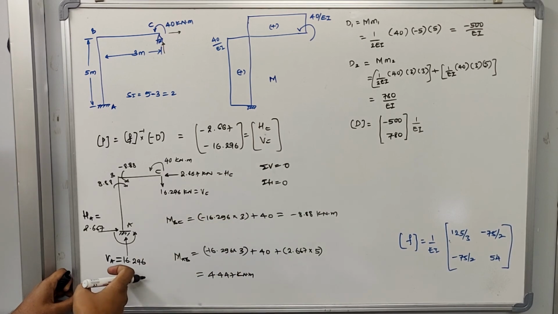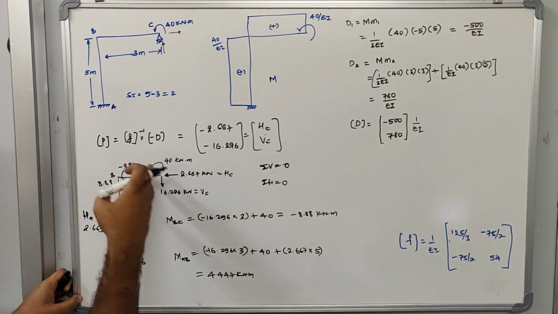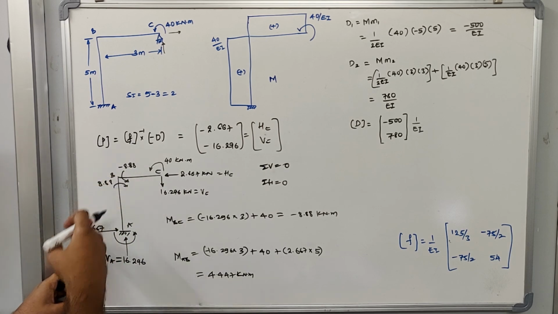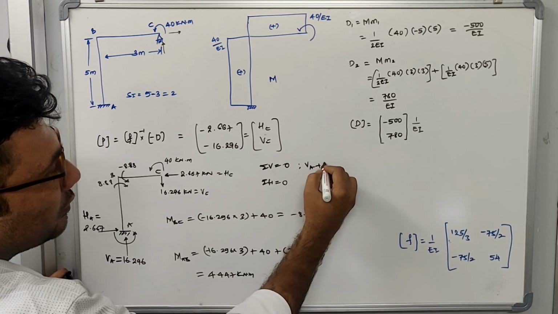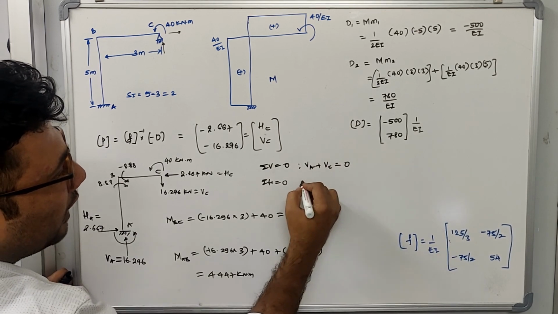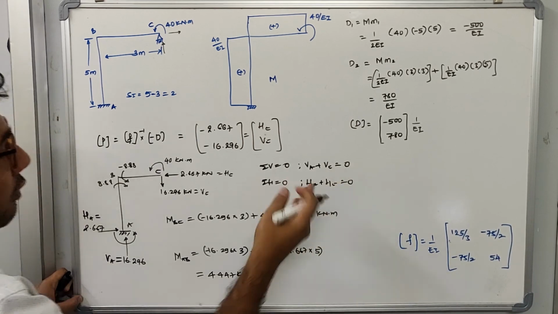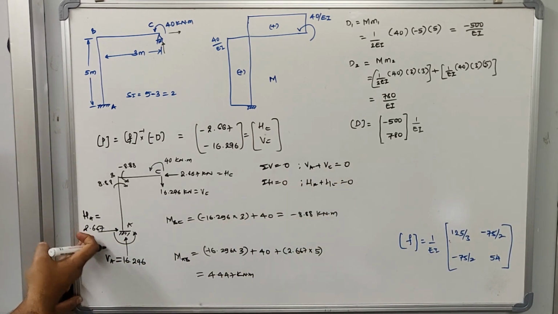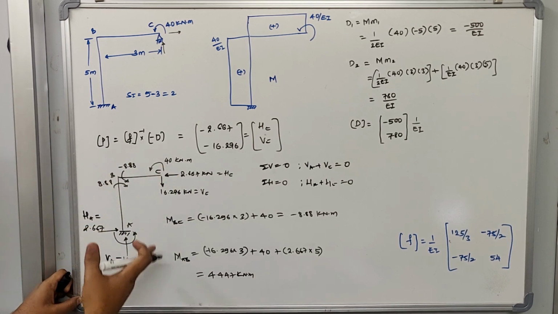There are only two reactions, VA and VC, HA and HC, and there is no external horizontal or vertical force being applied. So we know the equation VA plus VC should be equal to 0, and similarly HA plus HC equal to 0. If we solve this, you will get to know the direction and magnitude of HA and VA. So this is how I have analyzed this frame.